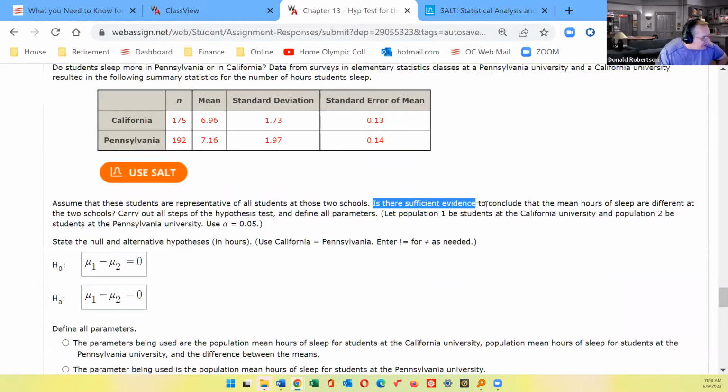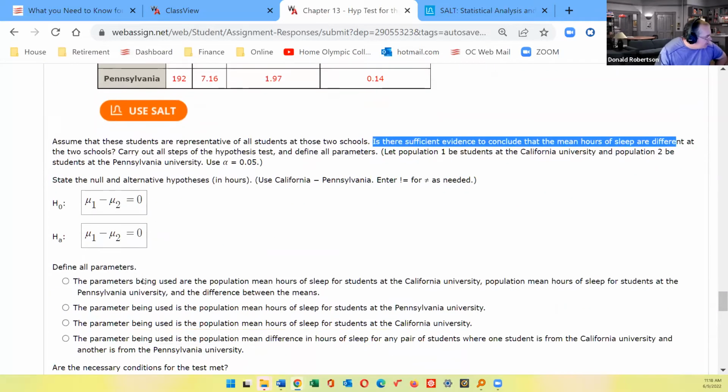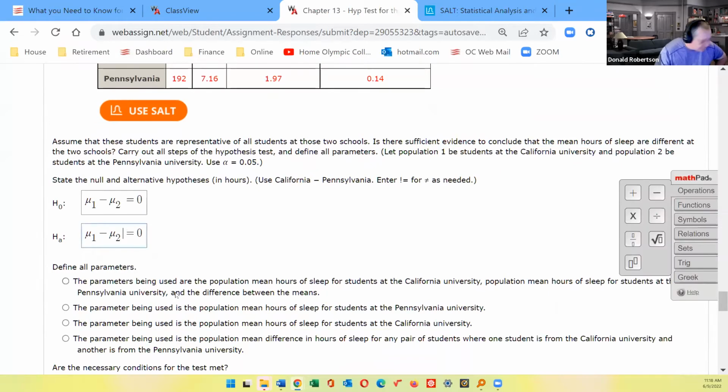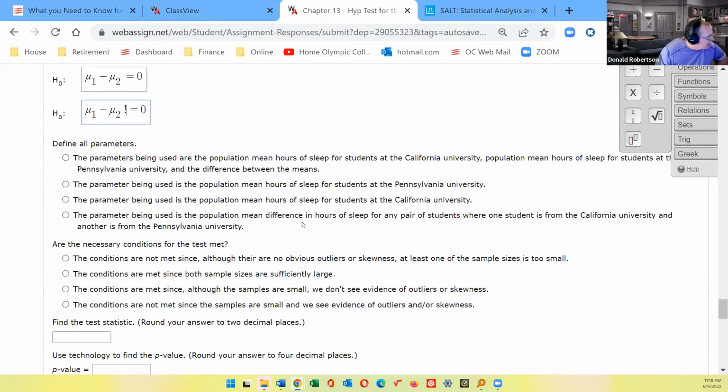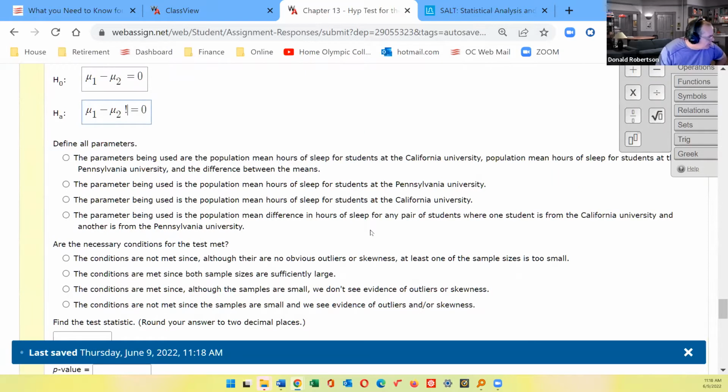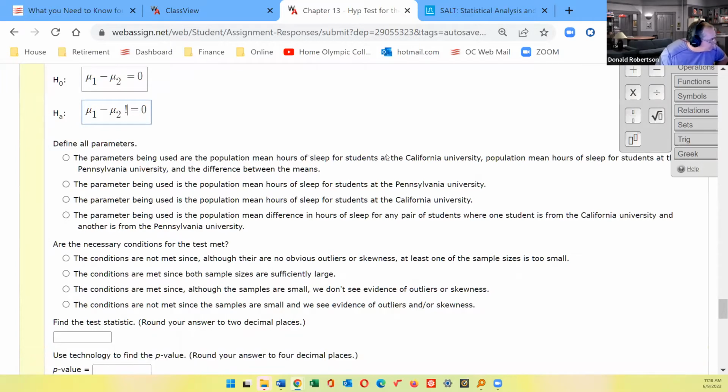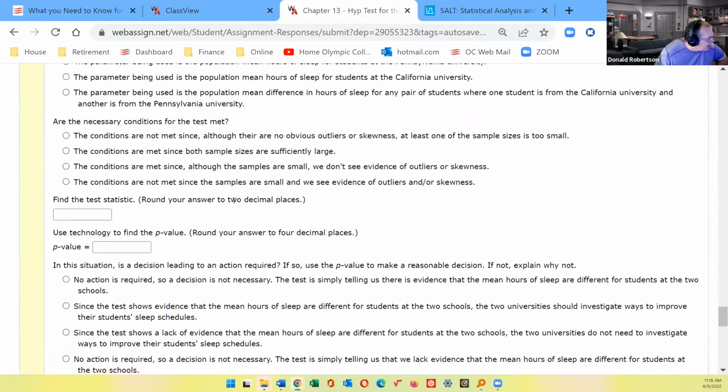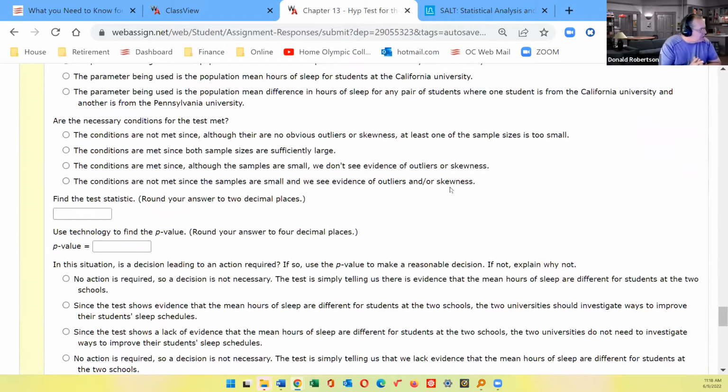Is there sufficient evidence to conclude that the mean number of hours slept are different? Oh, so we are talking about yet another not equal to, right? And we are talking about who the parameters are, and that's the number of hours each group sleeps. And then, are the necessary conditions met? Okay.